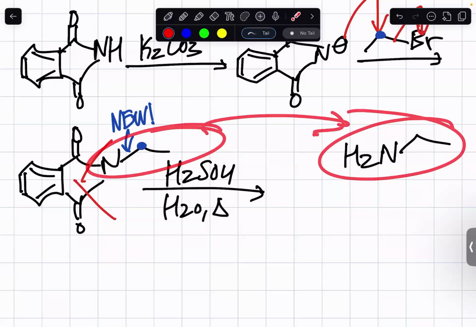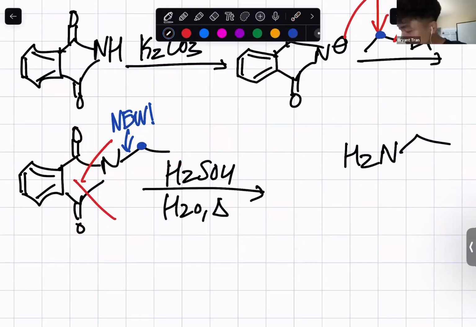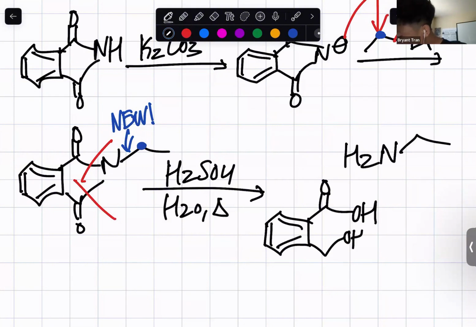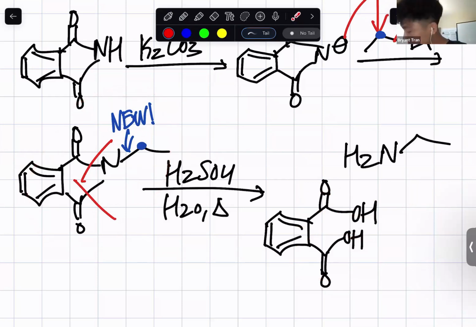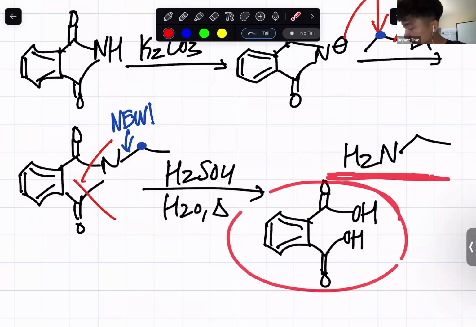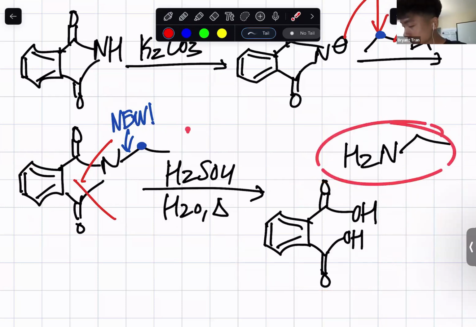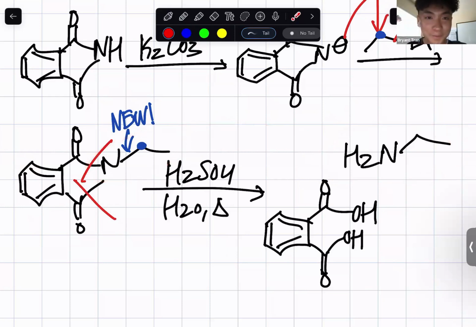Now, the carbonyls here will become carboxylic acids, right? Because we're doing hydrolysis. We're resetting back to the parent functional group. And these are our dioic acid, our two carboxylic acids that we have from that hydrolysis reaction. We had a cyclic amide that got hydrolyzed down into the carboxylic acid, and the side product, or the main product because we're in this amine chapter, is this amine right here. Okay, that's good.